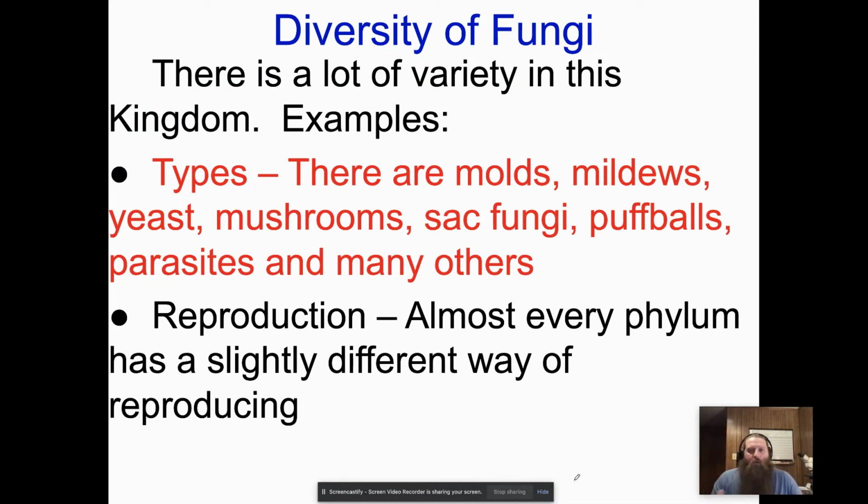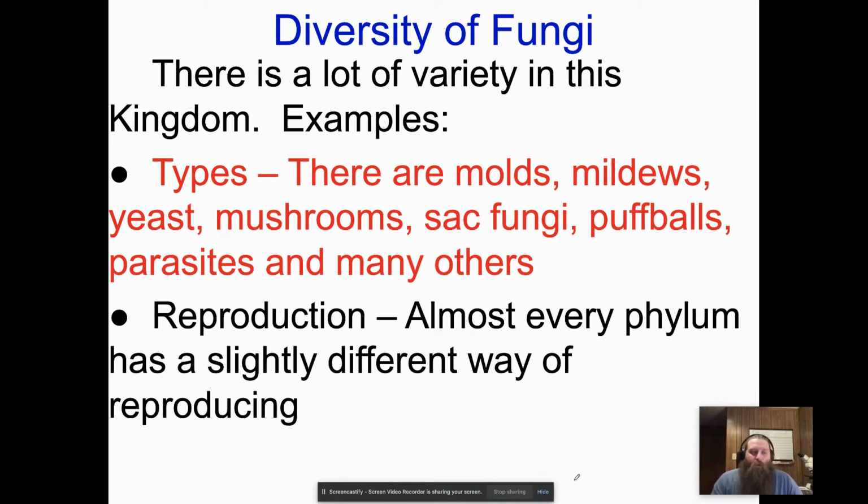Now, fungi have a lot of diversity, right? They're kind of similar to the protists kingdom in that they have so much diversity. We have molds, we have mildews, there are yeasts, mushrooms, there are sac fungi, puffballs, parasites. The list goes on. Most of them are readily recognizable, okay? Now, when we start looking at how they reproduce, we find that almost every single phylum underneath the kingdom, the next subset down, is slightly different. And so we're really not going to get into that a whole lot, okay?